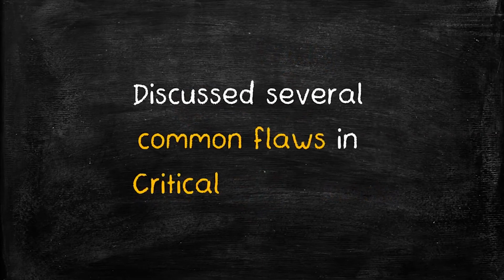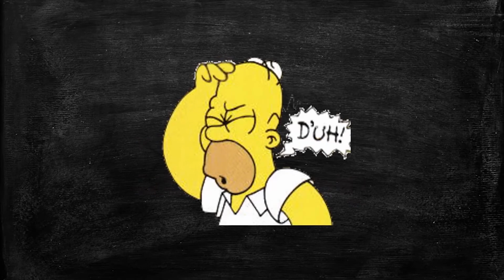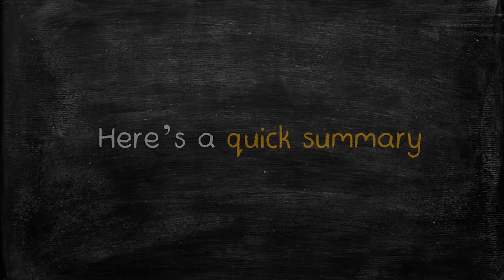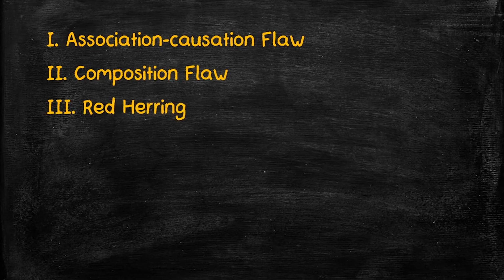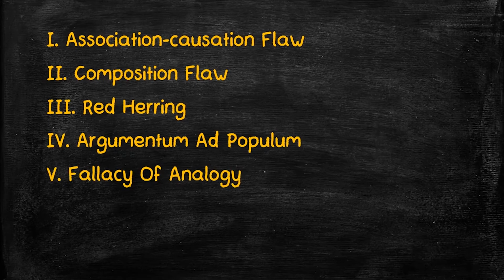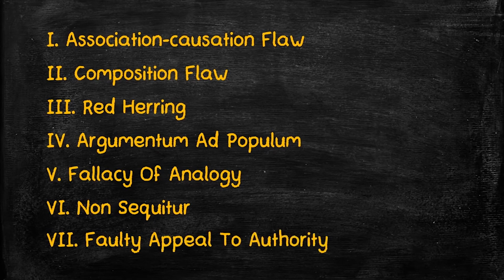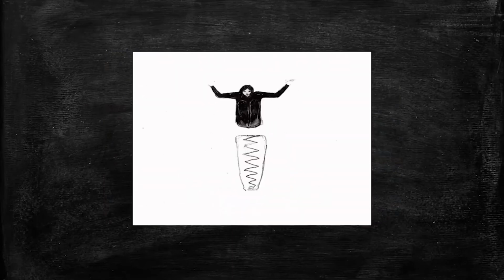We've discussed several common flaws in critical reasoning that I'm sure we've all had in our own reasoning at some point or the other. Here is a quick summary: the association causation flaw, the composition flaw, the red herring, the argumentum ad populum, the fallacy of analogy, non sequitur, and faulty appeal to authority. We hope these videos will help us avoid falling into these traps from now on.